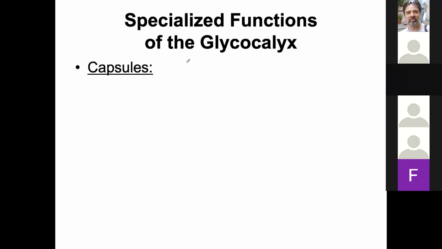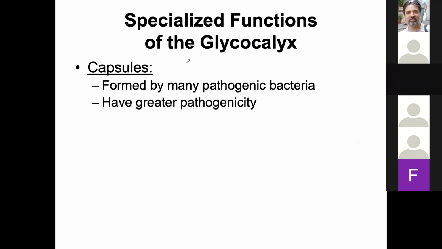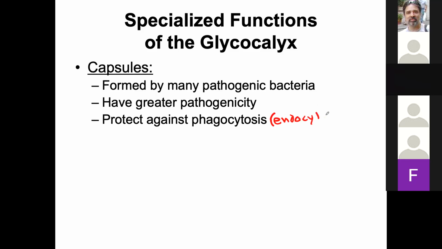What else can the glycocalyx do? Well, the capsules, which are used by pathogens, allow an increased ability to produce disease because they can protect against phagocytosis. Now, if you don't remember what phagocytosis is, that is endocytosis of solids. It's a form of active transport, and this is carried out by white blood cells. Okay.